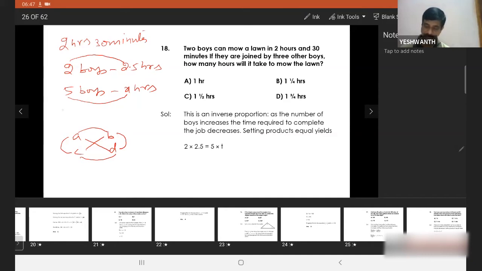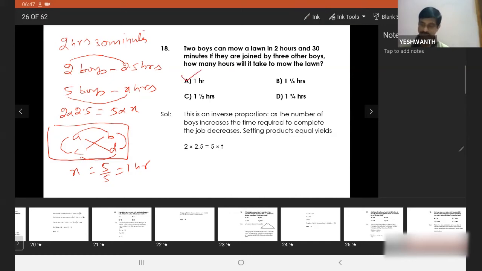So here it is 2 into 2.5 equal to 5 into x. So what is x equal to now? 2 into 2.5 is 5, by 5. So that is 1 hour. Okay. So option A you have. So this is how you need to work on. Please note it quick.